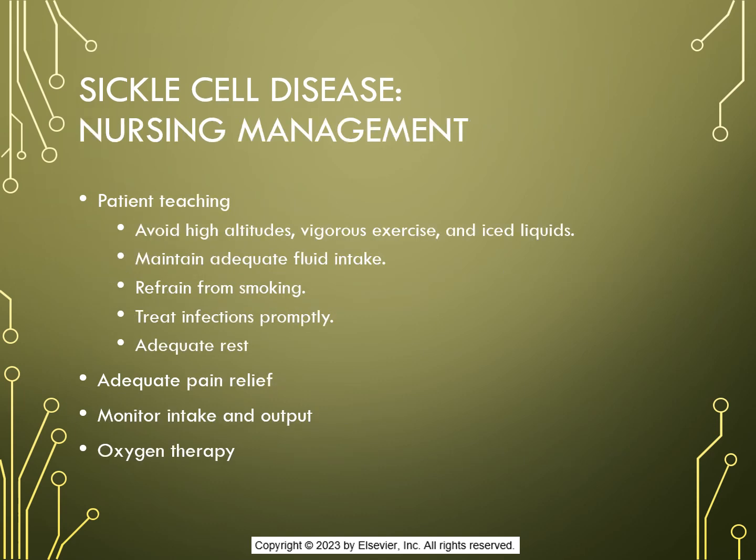Nursing care is aimed at relieving the symptoms from complications of the disease and minimizing organ damage. Patients are taught to avoid high altitudes, vigorous exercise, and iced liquids. Patients are to maintain adequate fluid intake, refrain from smoking, and obtain treatment for any infection promptly. Adequate rest is important because patients with sickle cell anemia will experience fatigue. Assessment for adequate pain relief is a top priority.